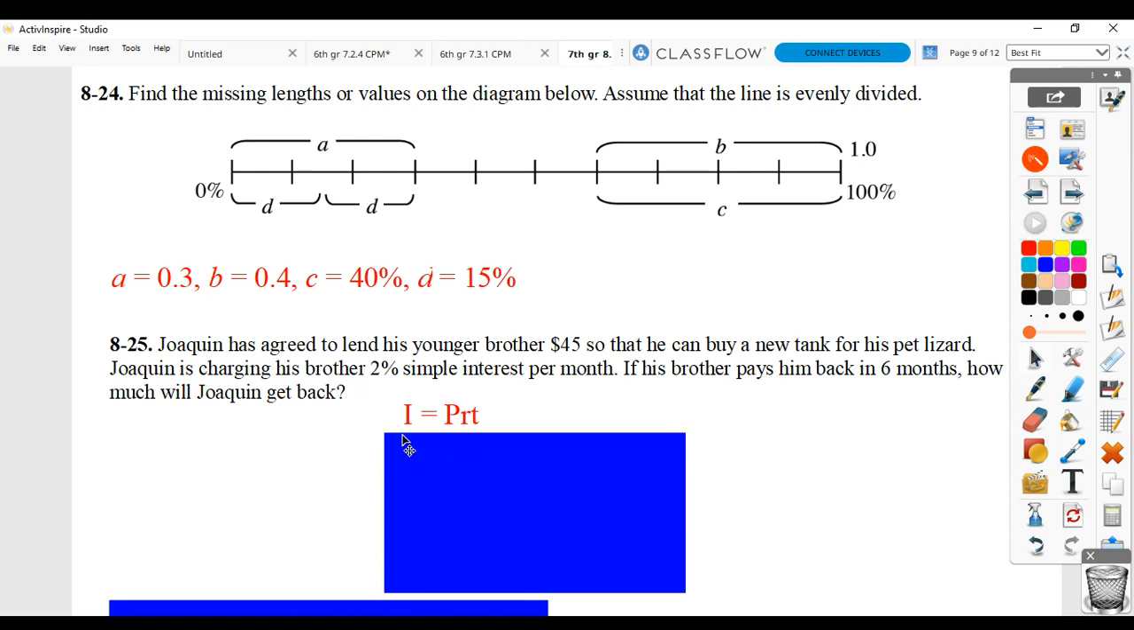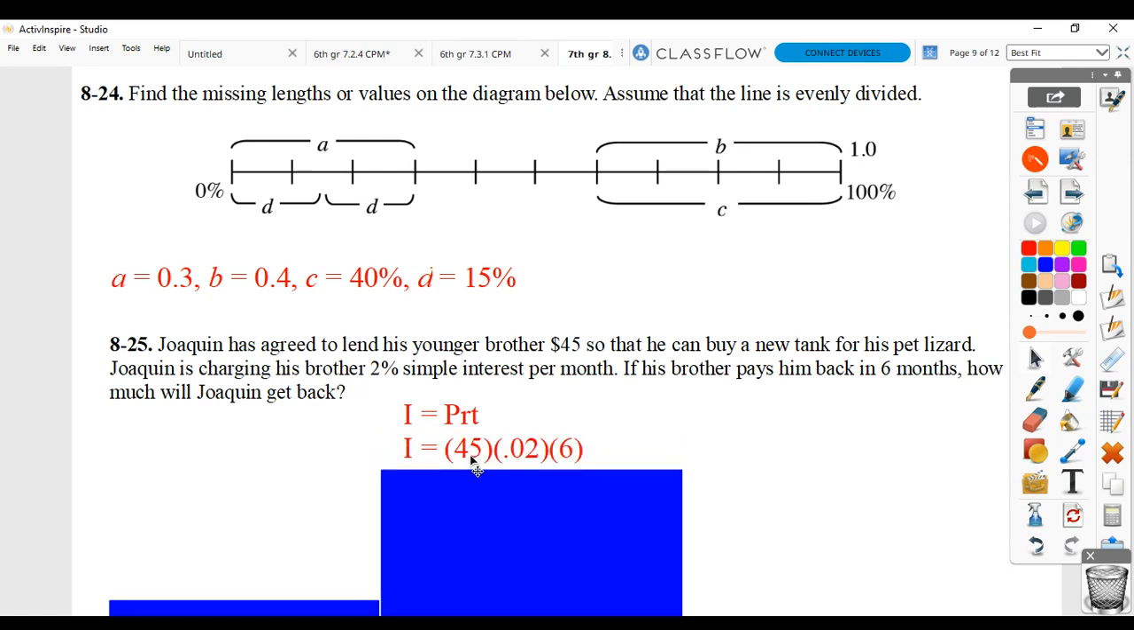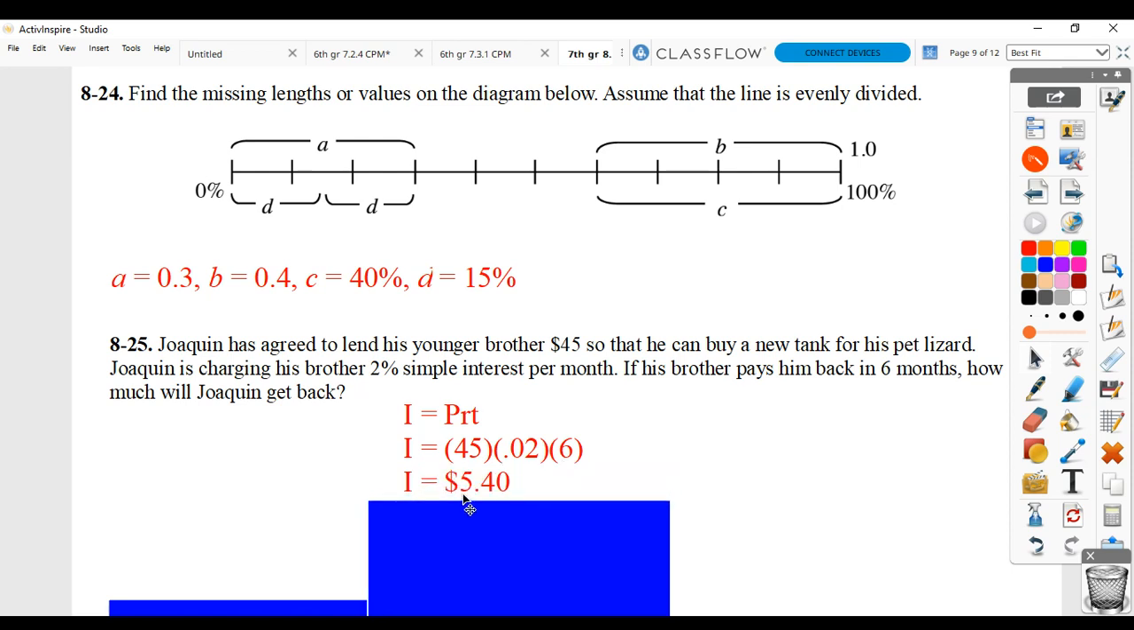So we know our simple interest formula is interest equals principal, which means how much in this case he borrowed, times rate, which is 2% as a decimal, times time, which is 6 months. So $45 times 2% as a decimal is 2/100, times 6. All three of these are getting multiplied, which on your calculator is 5.4, but of course with money we'd say that's $5.40. That's how much interest he'll get, but he also will get the $45 back that he borrowed. So $45 plus $5.40 equals $50.40.